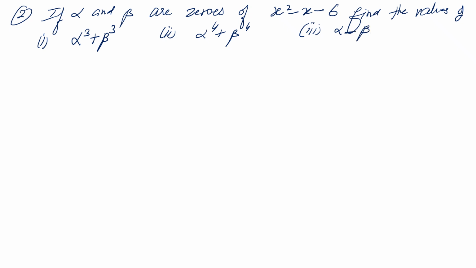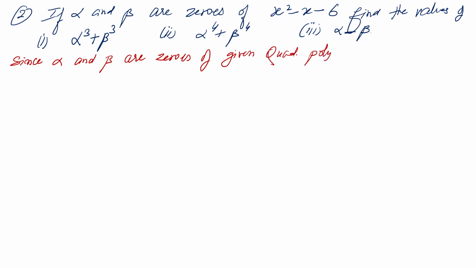Okay. So what we'll write? We will write since alpha and beta are zeros of given quadratic polynomial. So what you can write? The sum of zeros किसके बराबर होगा? Minus b by a. That is minus the coefficient of x upon x square. So this is basically equals to 1. And what would be the product?